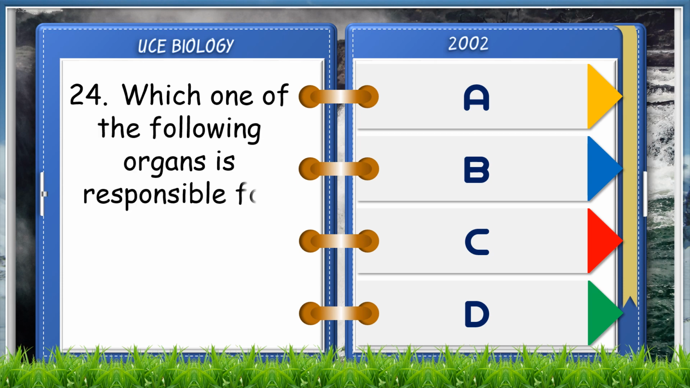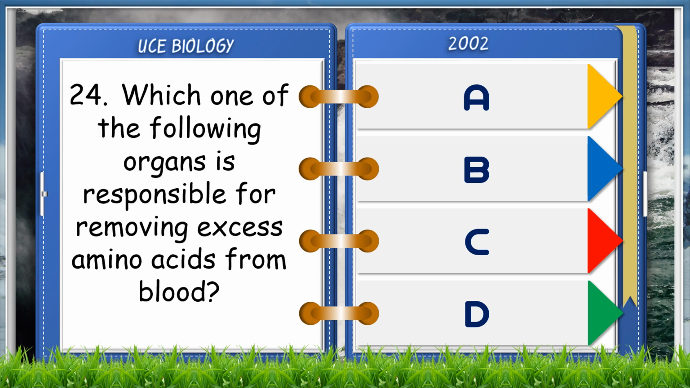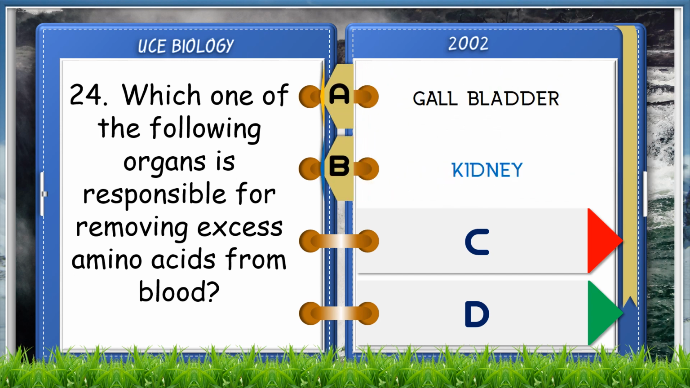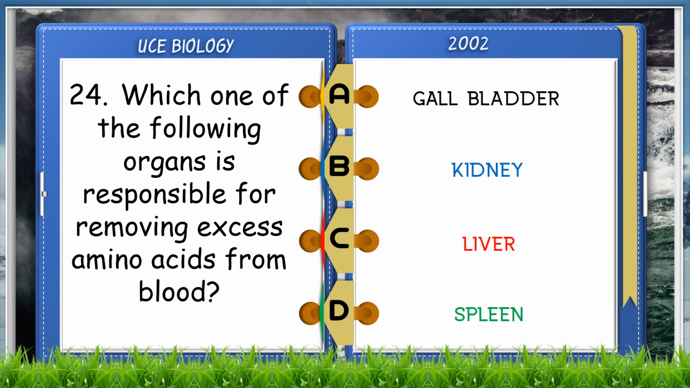Which one of the following organs is responsible for removing excess amino acid from blood? A. Gallbladder. B. Kidney. C. Liver. D. Spleen. The answer is C. Liver.